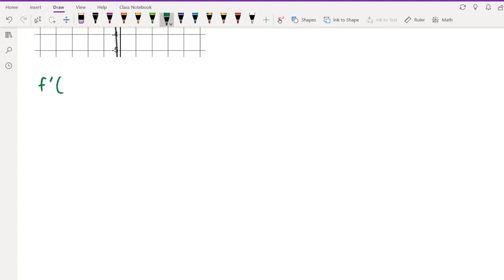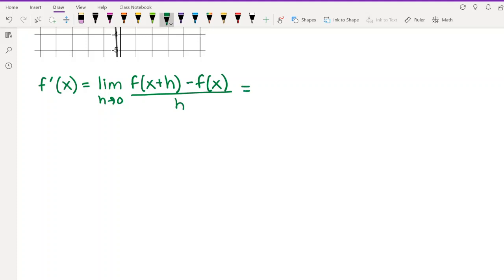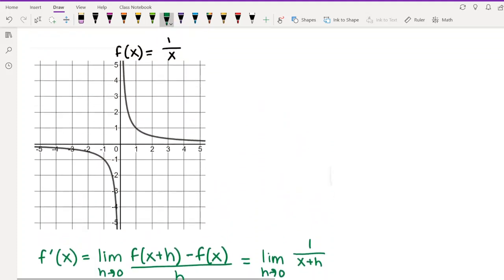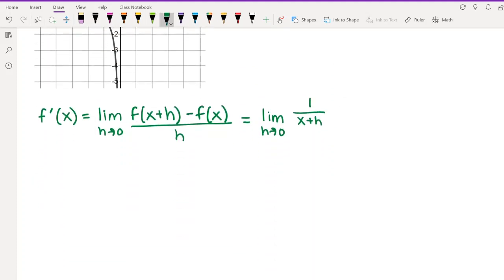So f prime of x is going to be equal to the limit as h approaches 0 of f of x plus h minus f of x over h. And just like with the last one, we want to plug in what this actually looks like. So f of x plus h is going to be 1 over x plus h, since our function again is 1 over x. And then we have minus 1 over x, all divided by h.